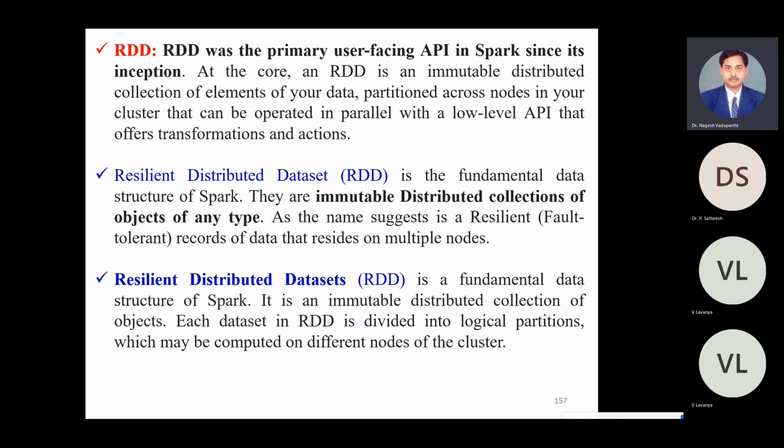They are immutable, distributed collections of objects of any type. As the name suggests, resilient means fault tolerant. I have explained what is meant by fault tolerant. Can anyone explain? Can anyone respond? What is meant by fault tolerance?